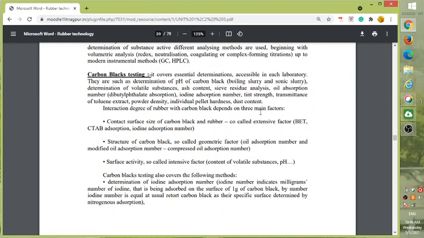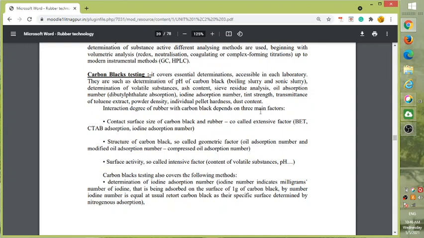Sieve is nothing but a screen, having a net for separating solids from liquid. Now, interaction degree of rubber with carbon black depends on three major factors: contact surface size of carbon black and rubber, so called extensive factor. Second, structure of carbon black, so called geometric factor. Third, surface activity, so called intensive factor.